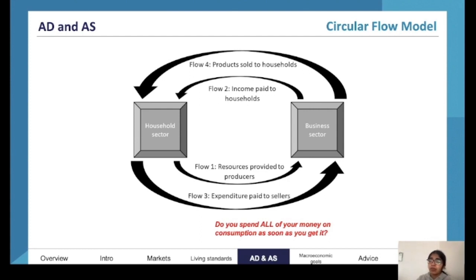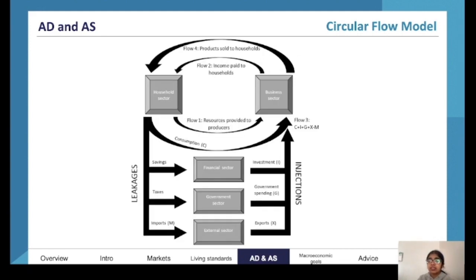But there's one flaw with it, and that flaw is we don't know if households are actually going to spend all of their money to buy goods and services. Realistically, most households tend to save. They tend to pay off things. So they don't necessarily spend all of their income on goods and services. So that gives us this circular flow model, which is what we're going to use in 3-4 Echo.